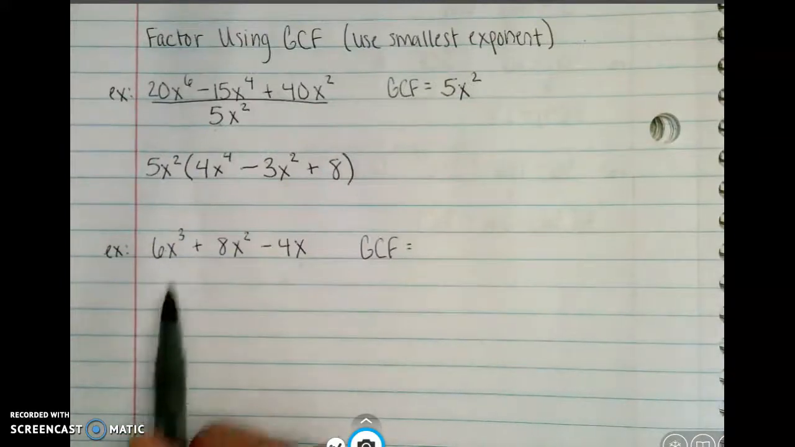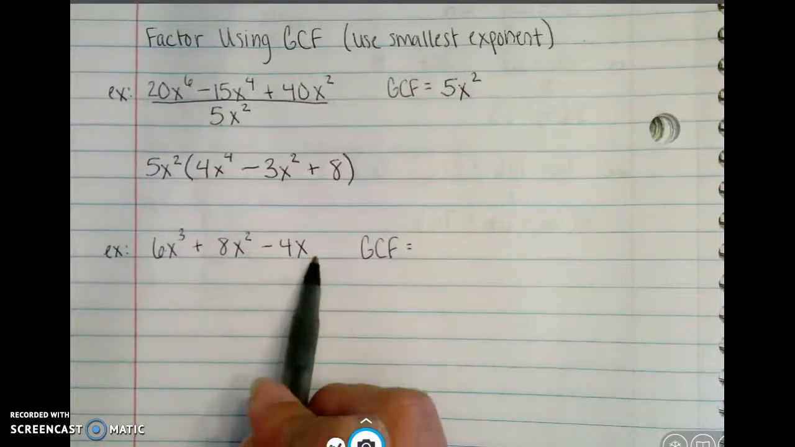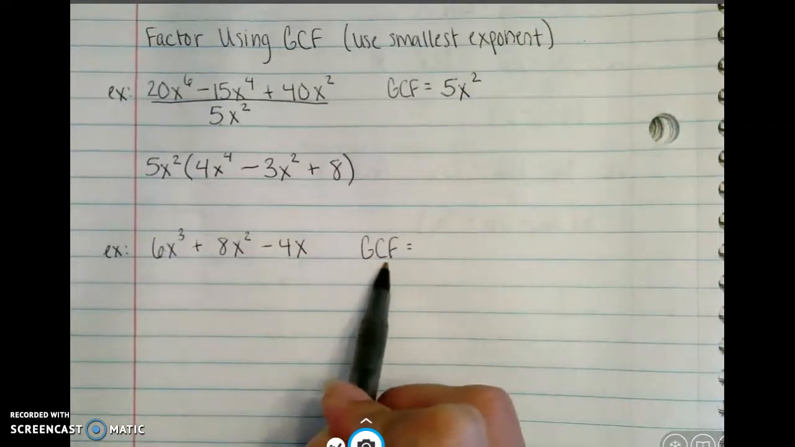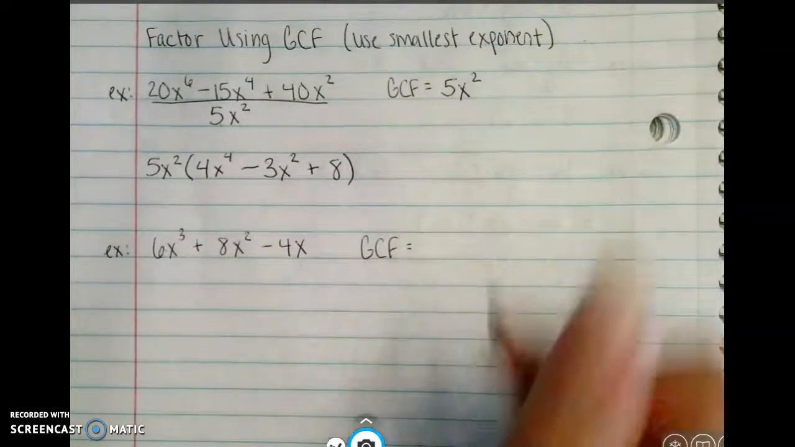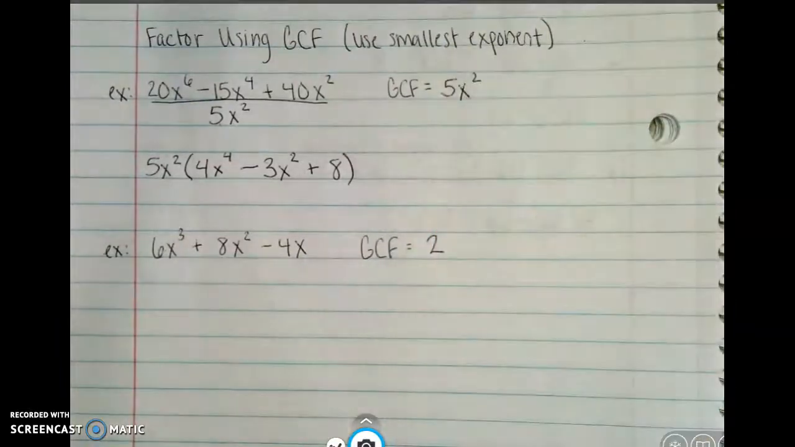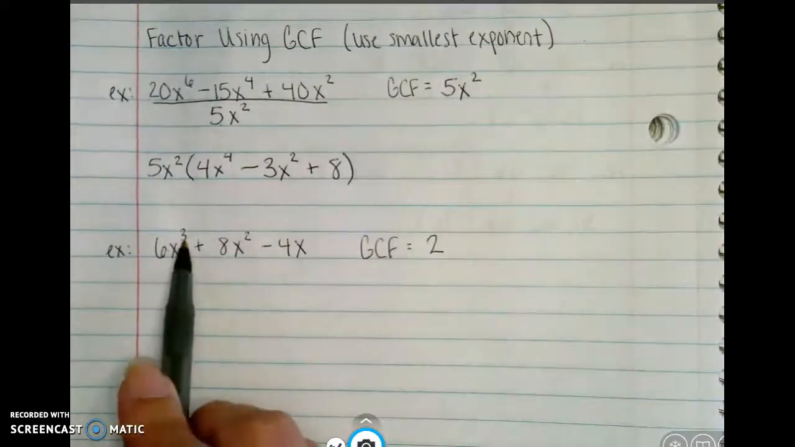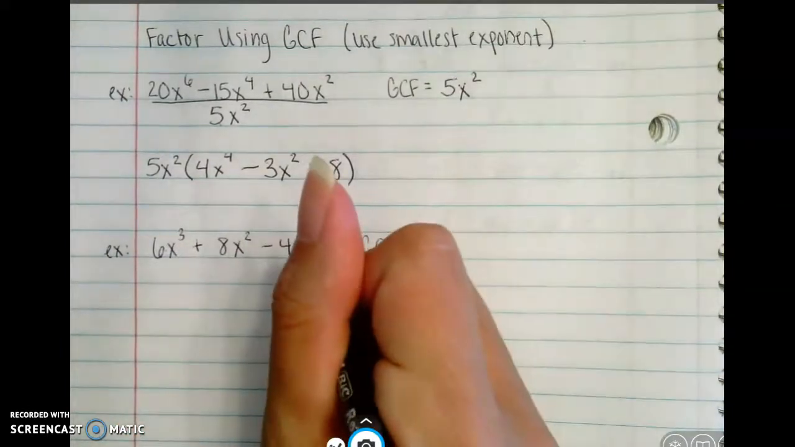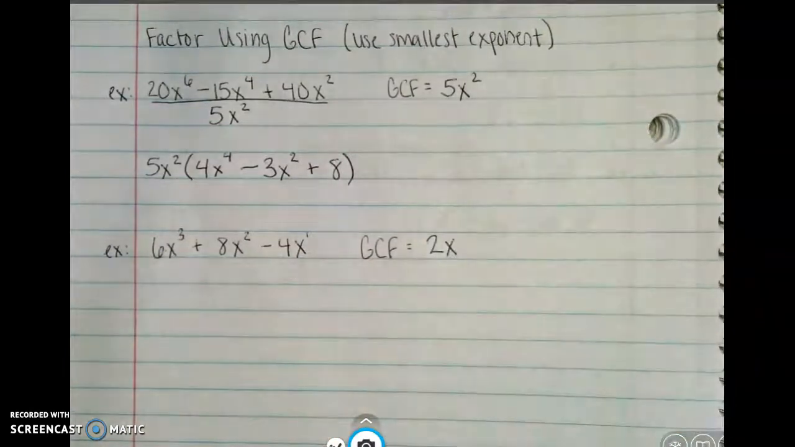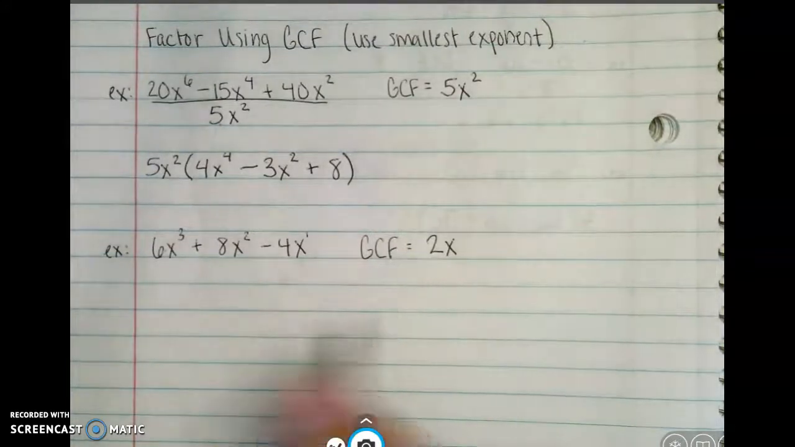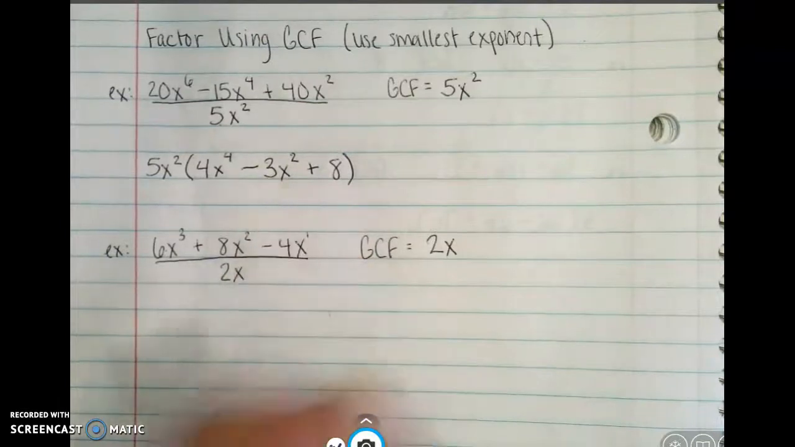And our last problem, we're doing the same thing. We have 6x to the third plus 8x squared minus 4x. We need to take out the greatest common factor. So the biggest number that goes into 6, 8, and 4 is 2. And then again, we're using the smallest exponent. So we have 3 x's, 2 x's, and 1 x here. So the smallest exponent would just be x to the first. So we need to factor out a 2x from all 3 of these terms.